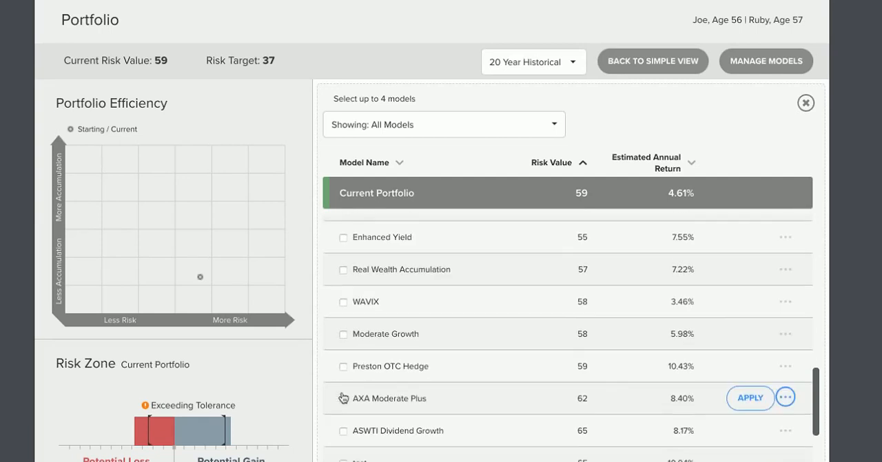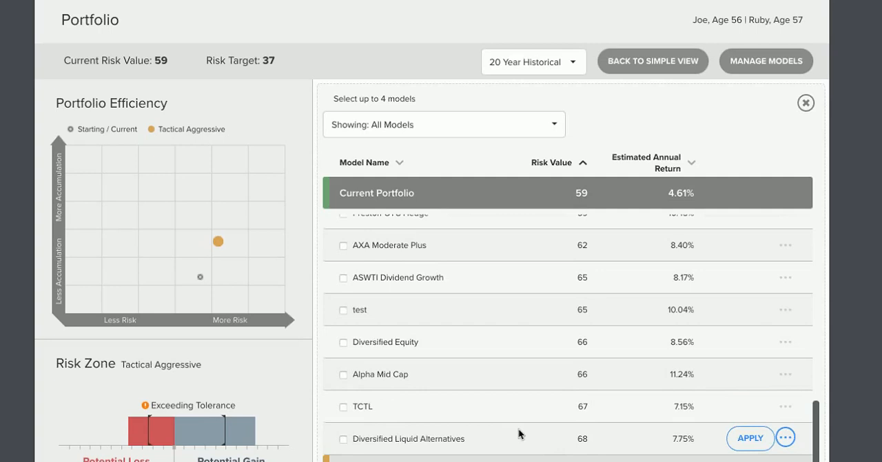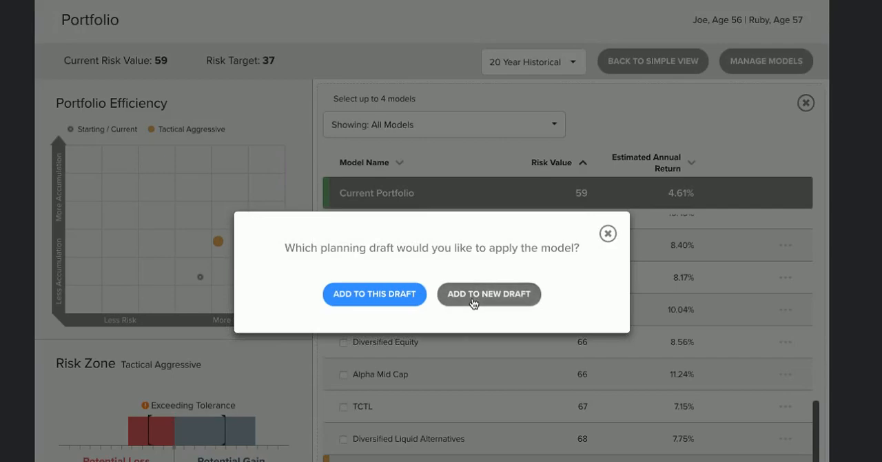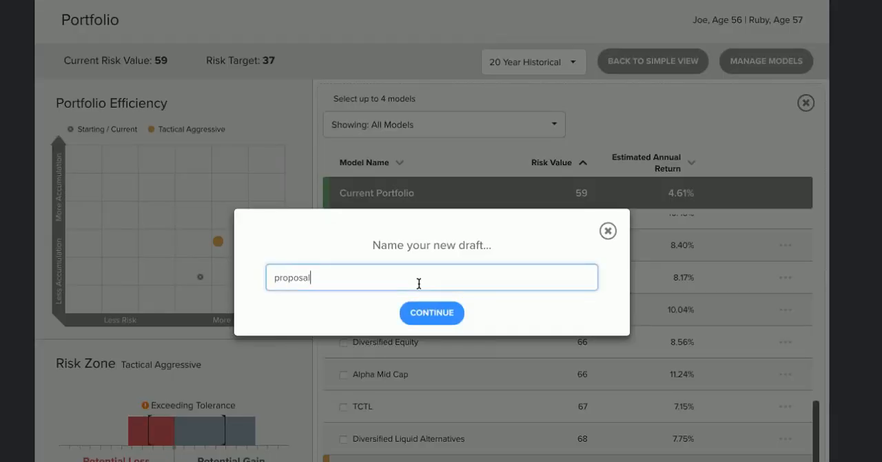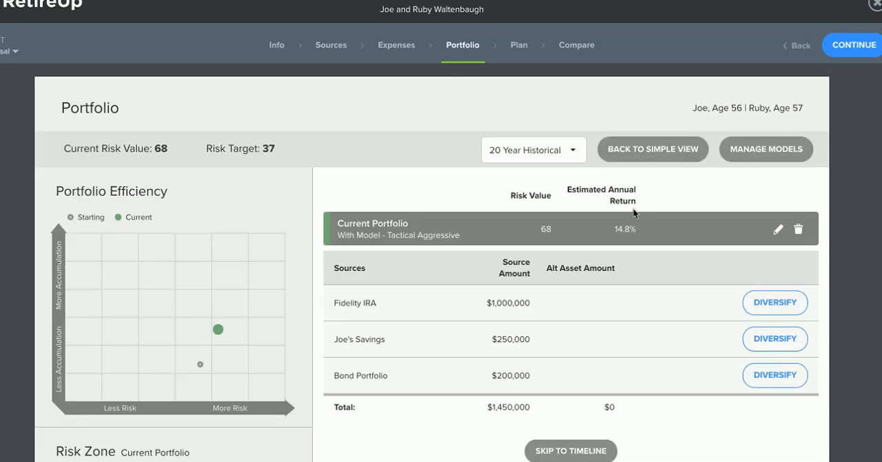So I'm going to go to a portfolio that I have that's a little bit more aggressive. It's a tactical aggressive model that is taking on more risk than we want to, but has significant upside. If I apply this, and I'm going to add this to a proposal so I can compare the outcomes, you'll see that this investment portfolio has a 14.8% return. Over that same 20-year period, this portfolio averaged 4.6, this one averaged 14.8.